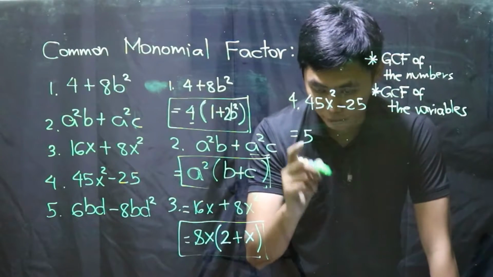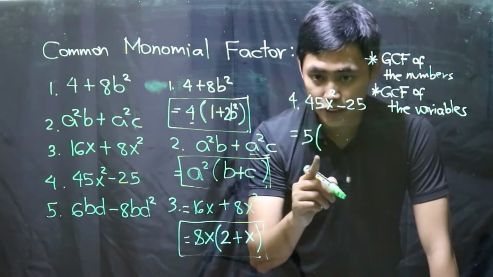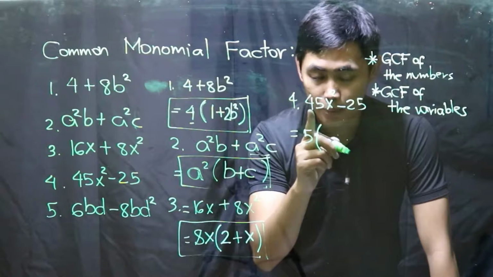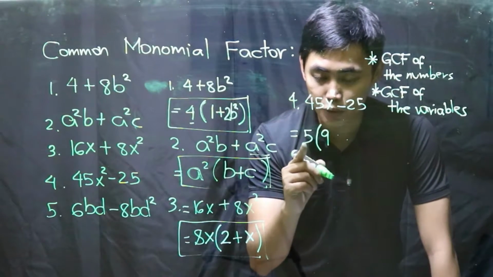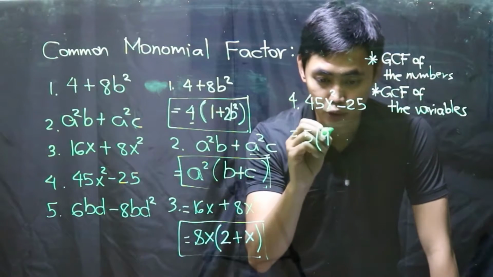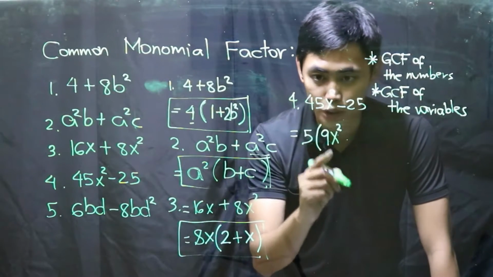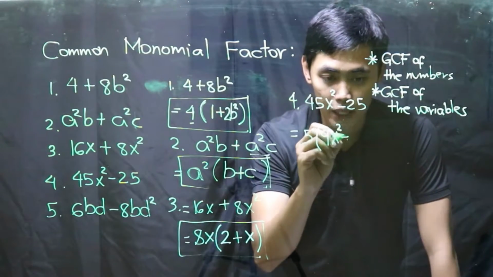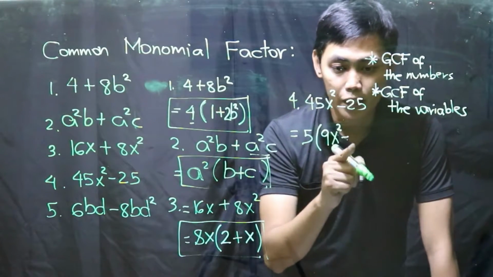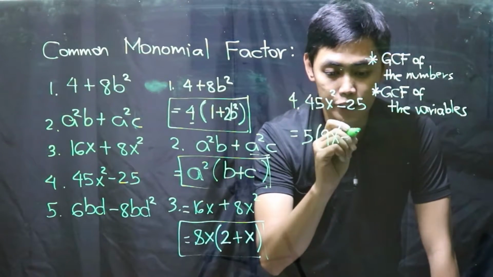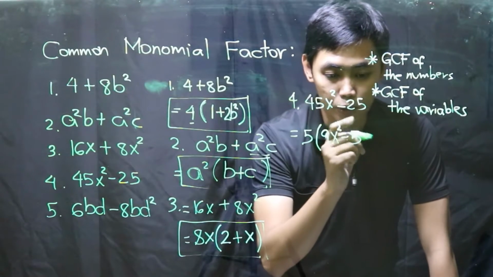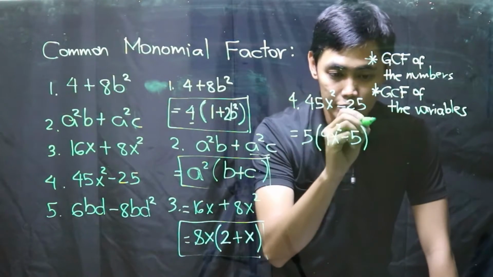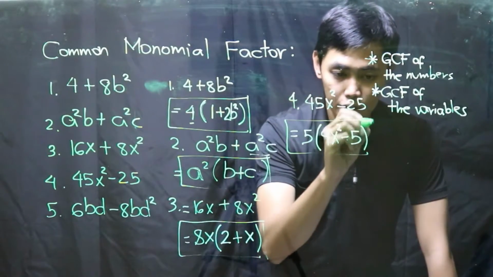Okay. So we have an open parenthesis. Pilay mabilin sa sulod? It would be 9, because 9 times 5 is 45. Then isulat ang x squared para mahimo siyang 45x squared. Minus, then, pilay mabilin sa sulod? The answer would be 5, because 5 times 5 is 25. So this is our answer.